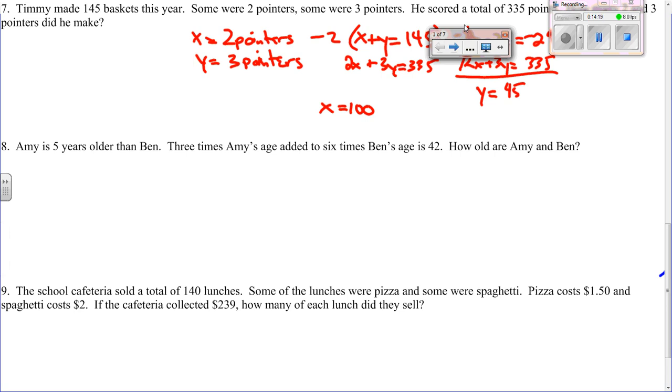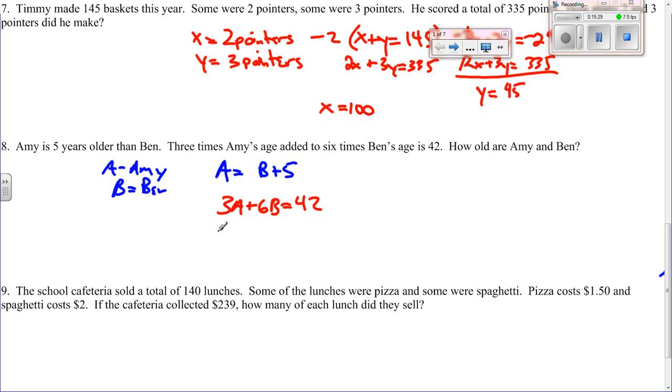Okay, Amy is 5 years older than Ben. 3 times Amy's age added to 6 times Ben's age is 42. How old are Amy and Ben? So A is Amy, B is Ben, then A equals B plus 5 because she's 5 years older than Ben. Then, it's 3 times Amy's age, so 3A plus 6B equals 42.